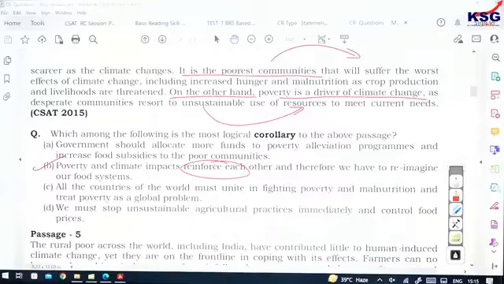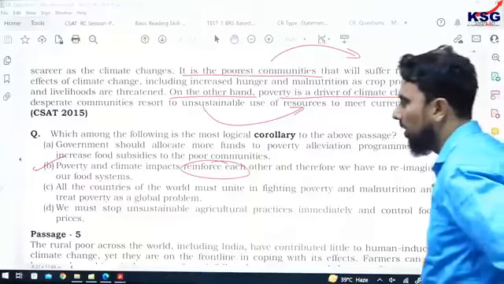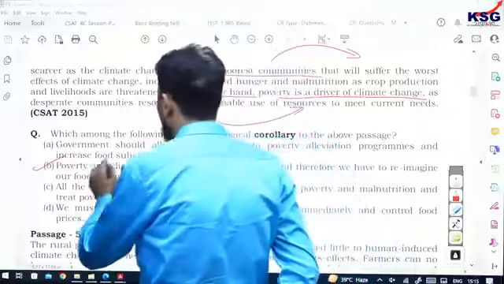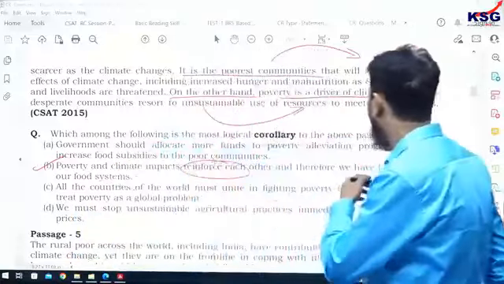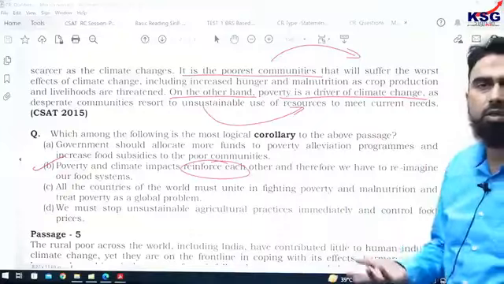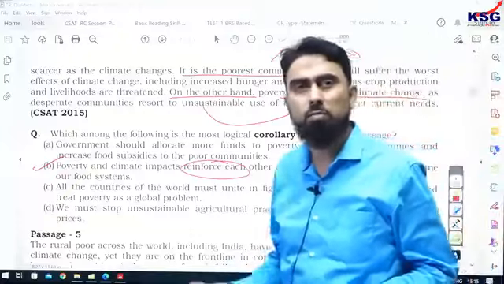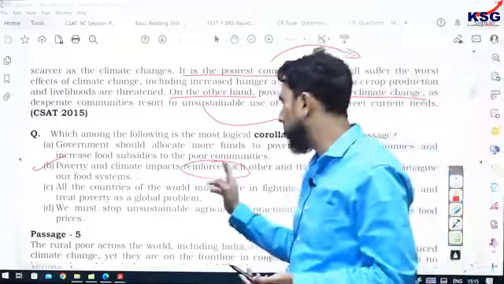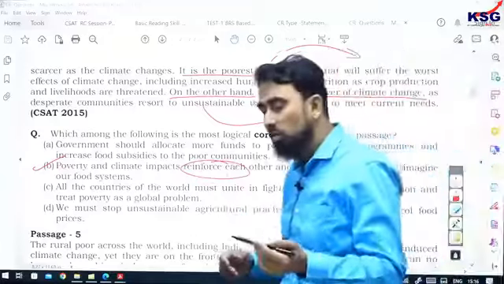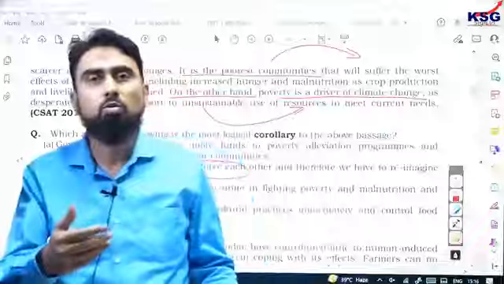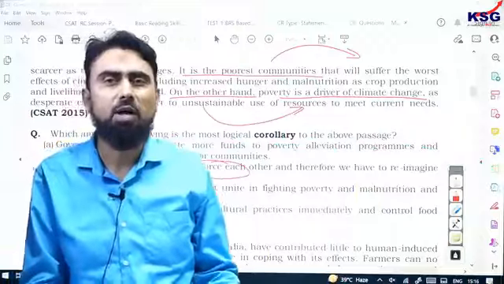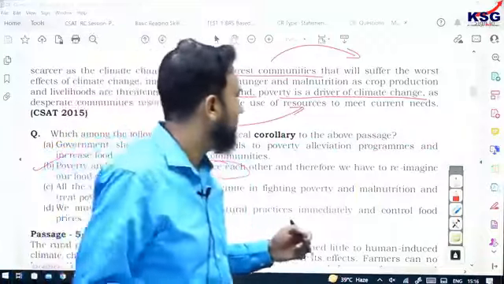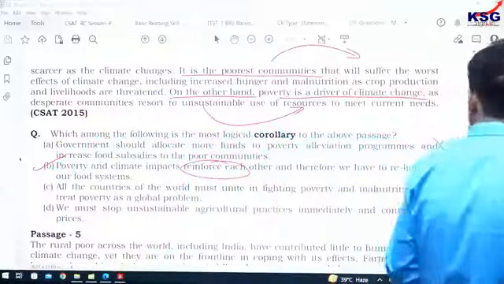On the other hand, the phrase used by the author plays a very important role. It means two aspects of the idea have been shown here. Option A, government should allocate more funds to poverty alleviation programs and increase food subsidies to the poor communities. How can it be a logical deduction based on the passage? But what the poor are doing to the climate is simply out of the ambit of this option. Hence, A cannot be the valid corollary.